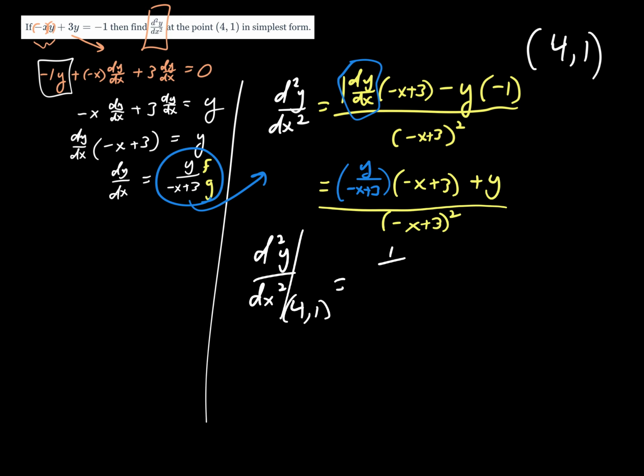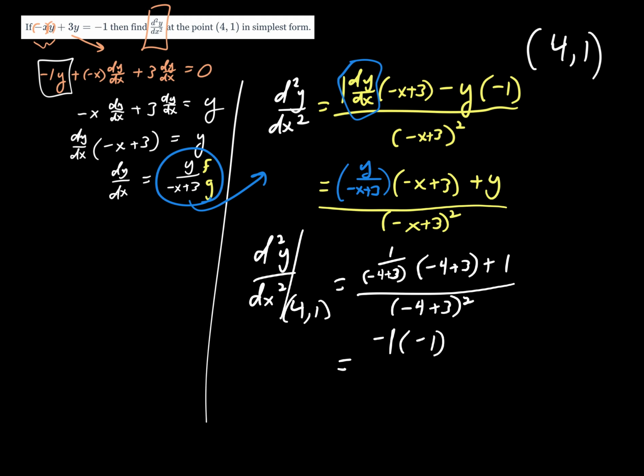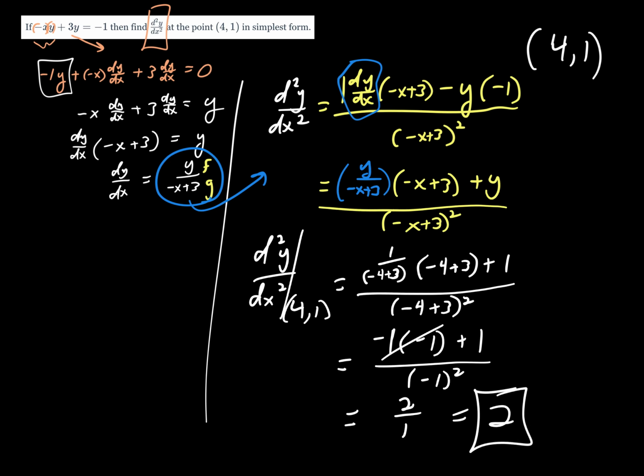So the y is 1. The denominator is a negative 4 plus 3. And then this is a negative 4 plus 3. The y value is 1. The x value is 4, so it's negative 4 plus 3 squared. Our second derivative is, well, that's just a negative 1. And that is a negative 1. And that is a 1. And that is a negative 1 squared. And that's a lot of 1s. So that's 1 plus 1. That's 2 over 1. We have a second derivative of 2 at the point 4, 1.